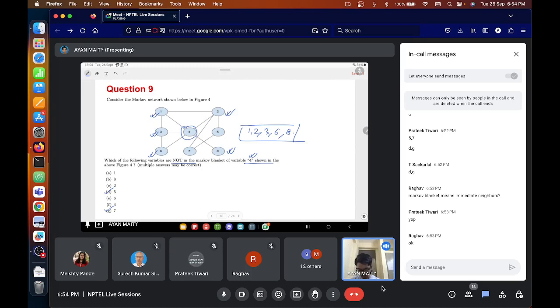So the only 2 nodes which are not direct neighbors are 7 and 5. There is no direct edge from 4 to 7 or 4 to 5. So that means 5 and 7 are not in the Markov blanket of node 4. So these 2 are the correct answers.